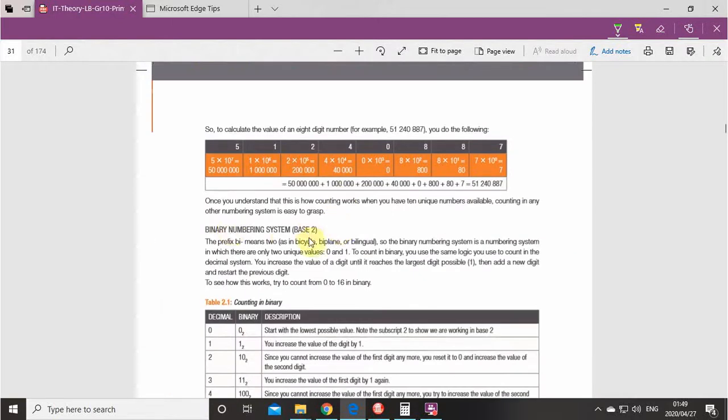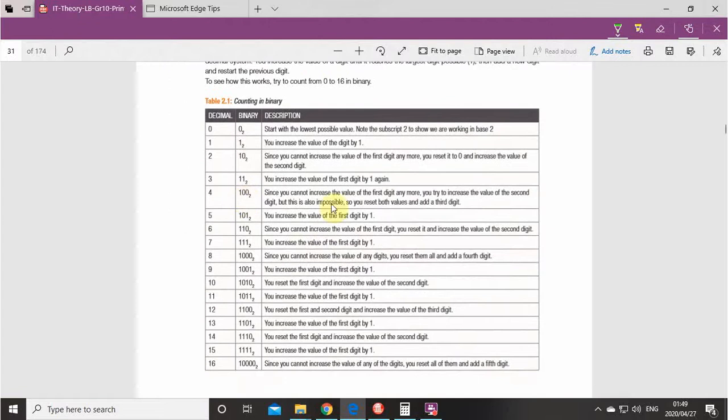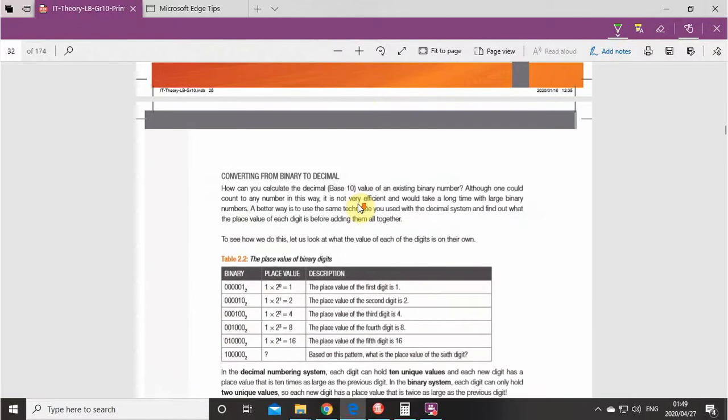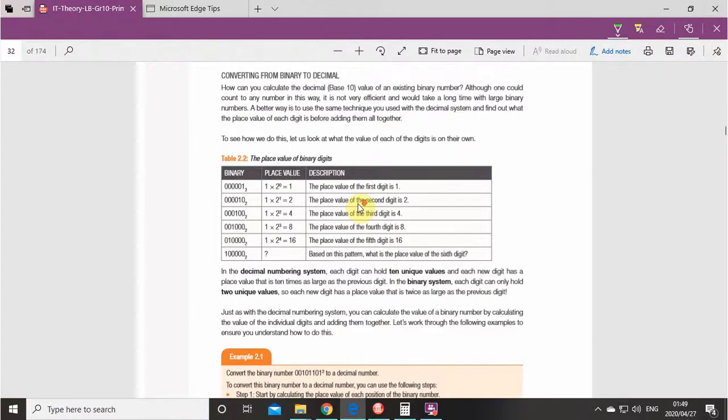The binary system has the base of 2, and the prefix bi is where it has the meaning of 2, as in bicycle, biplane, bilingual, etc. And the two numbers here are 0 and 1. So not 1 and 2, but 0 and 1. Okay, so here's just how to count in binary. So converting from binary to decimal.